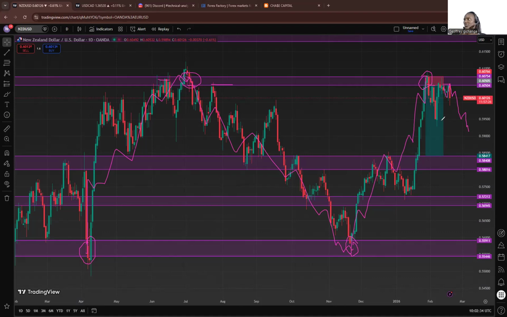The first area of interest will be the low of 0.59500 because that is where the mid range is. Then the next area of interest will be price coming all the way down to the areas of 0.58400, which is basically back to this demand.